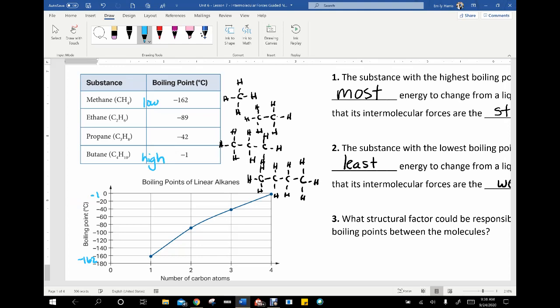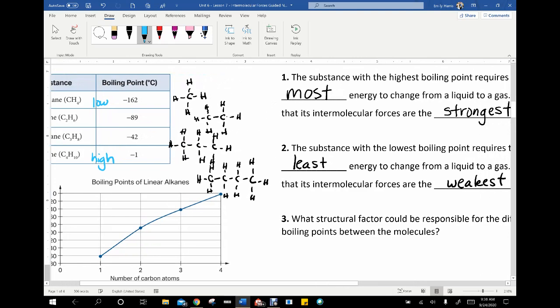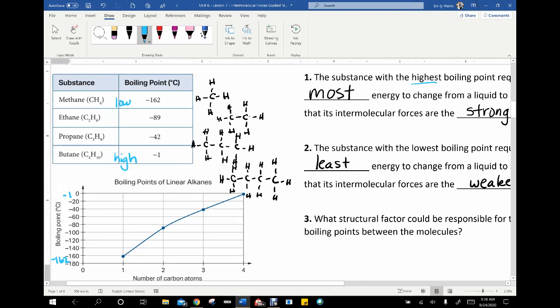Now what we know just from our simulation is that the highest boiling point means that that substance, butane, would have the strongest intermolecular forces. On the other hand, the substance with the lowest boiling point, methane, would have the weakest intermolecular forces.